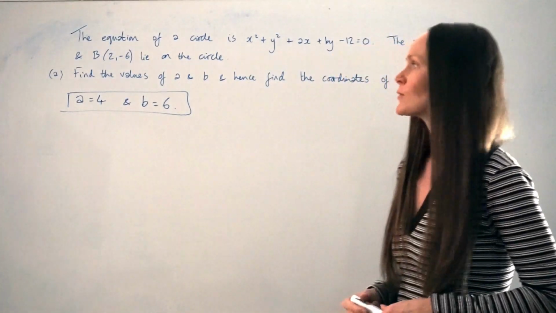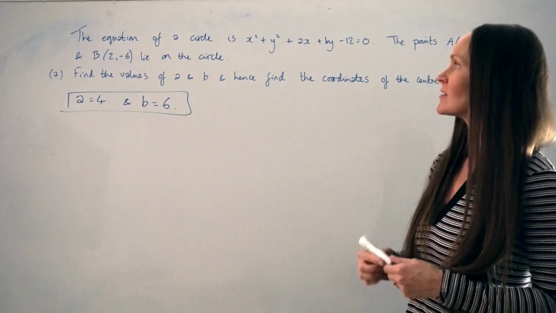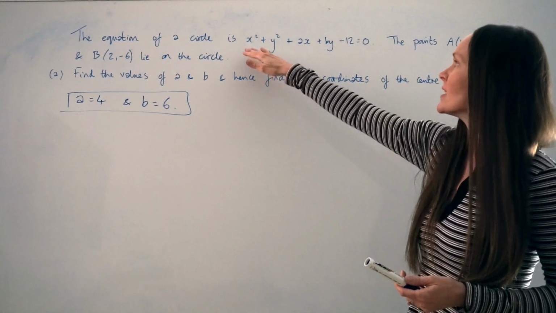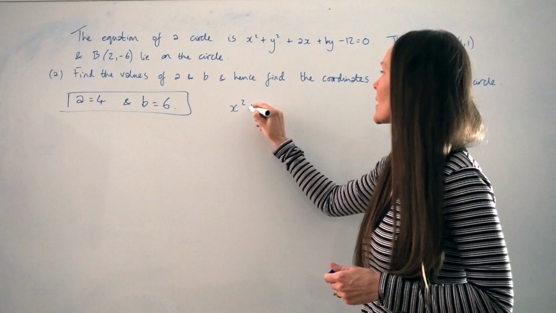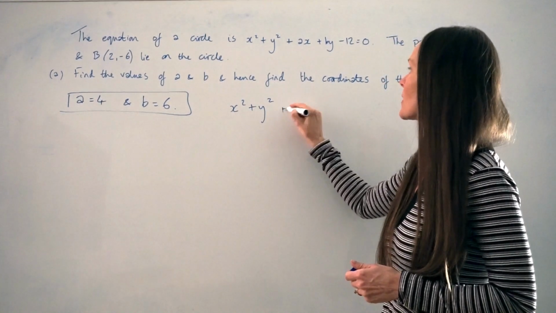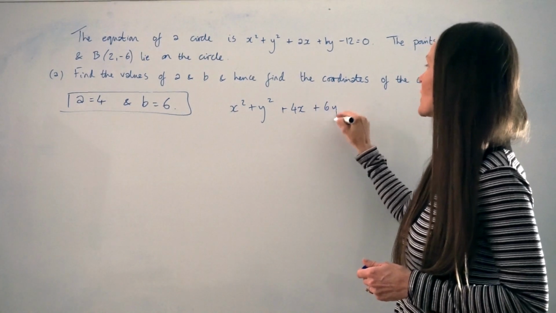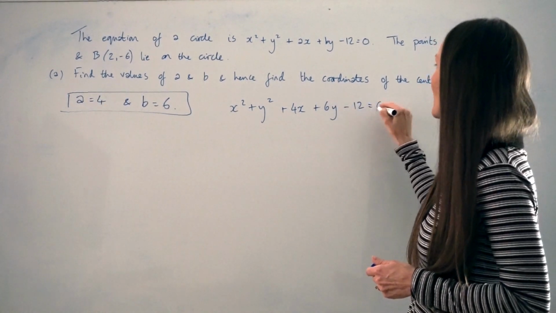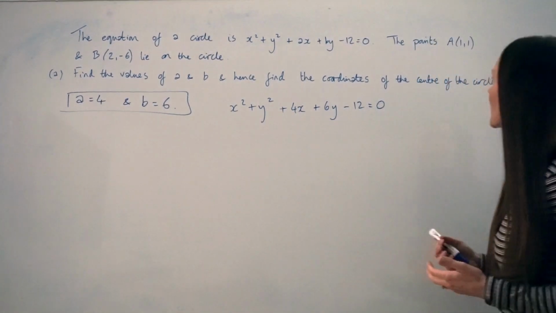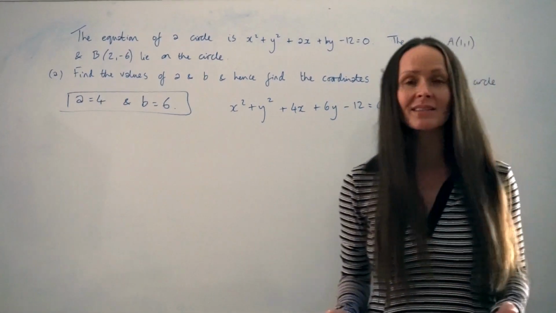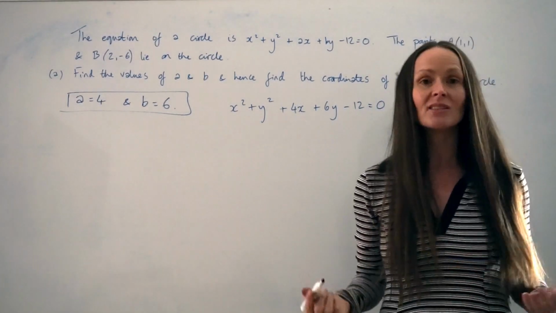So we just worked out that the values of a and b were 4 and 6. So what I'm going to do now is substitute those into the equation of the circle up here. So the equation is x squared plus y squared plus 4 lots of x because a is 4, plus 6 lots of y because b is 6. Okay, and that is the equation of the circle. So if we want to work out the center coordinates of this circle, we need to write the equation of the circle in its completed square form.